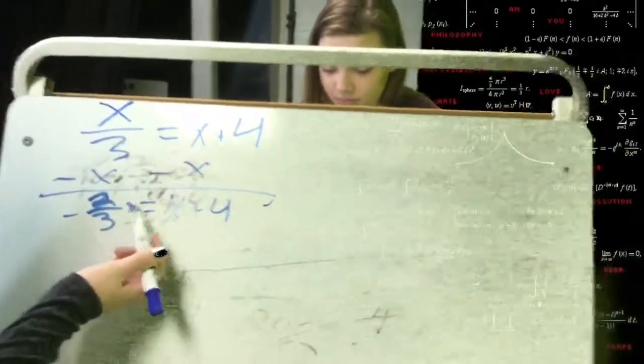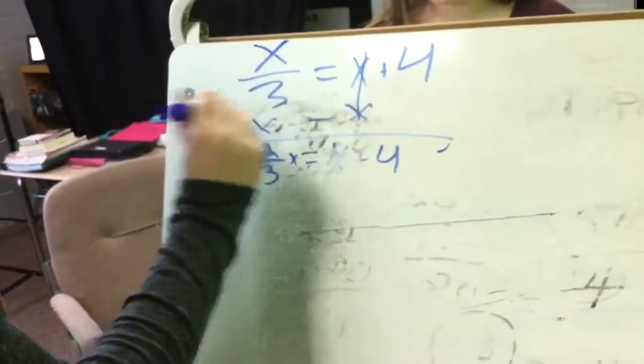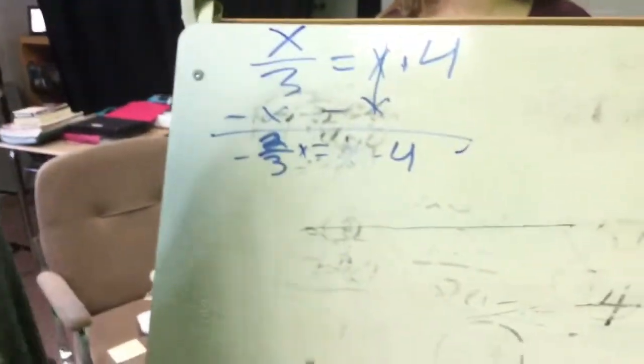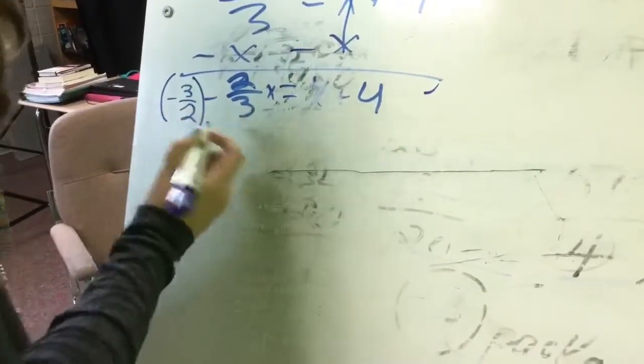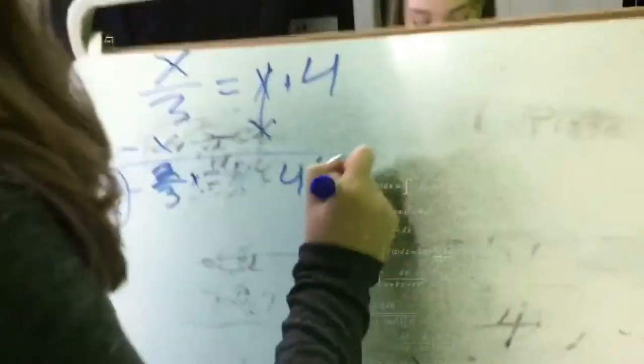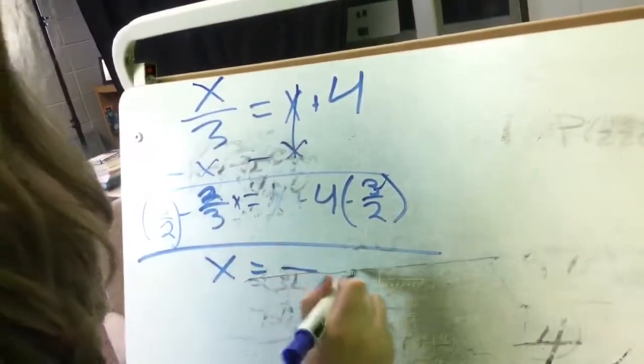Subtract this x from both sides since we're doing the opposite operation. Then we get negative 2/3 x equals 4 because this cancels out. Then negative x plus x equals 2, and this would be a negative, so this equals negative 2/3. So then we're going to use the multiplicative inverse property. For that, you flip the fraction over and multiply it by both sides. So x equals negative 6.